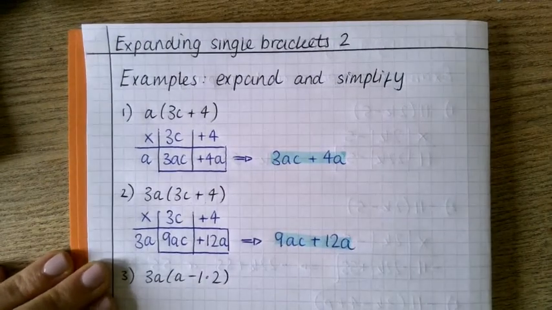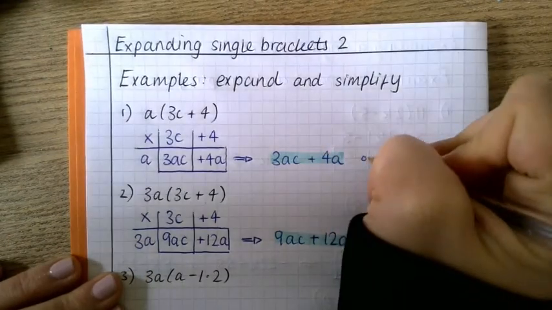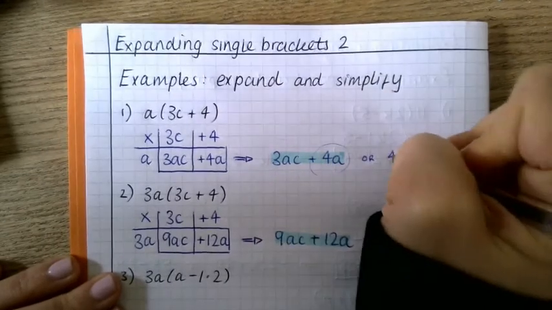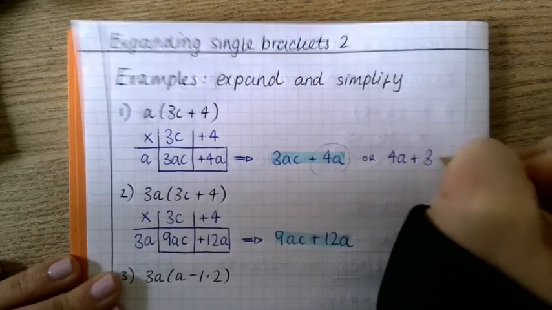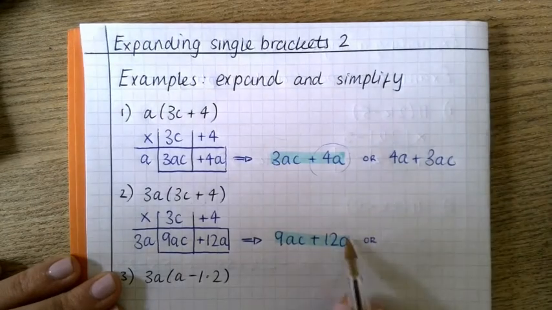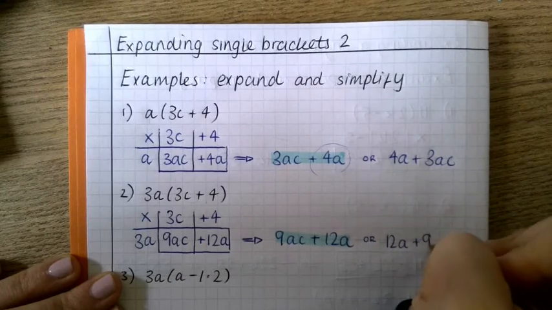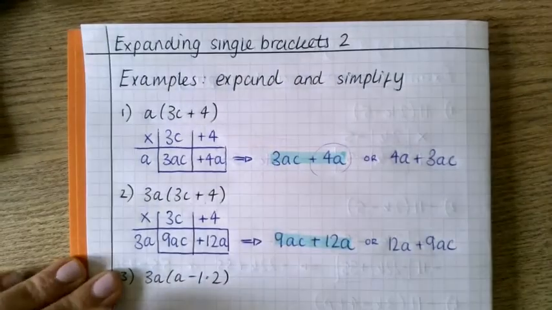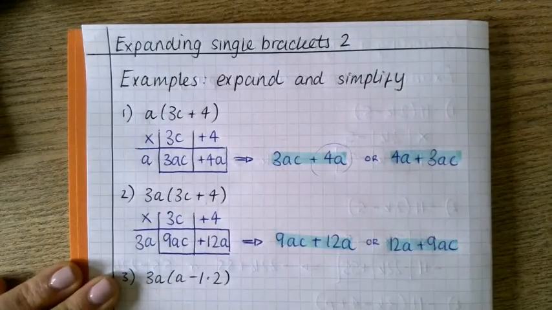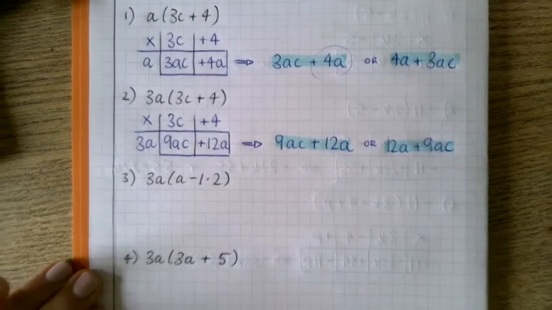Just a point, with these answers, you could write them the other way around. You could switch the terms around and have 4a plus 3ac. These answers are also acceptable. We could switch these terms around and have 12a plus 9ac. And that's absolutely fine. Don't have to though.